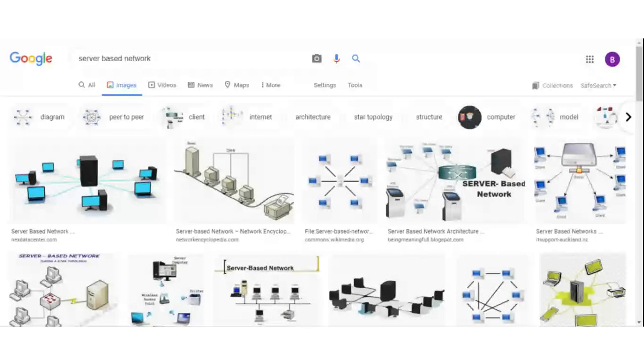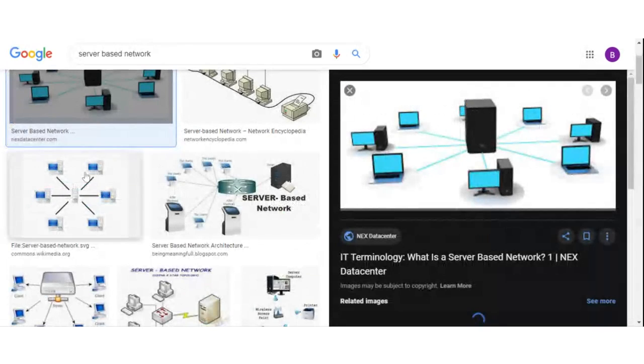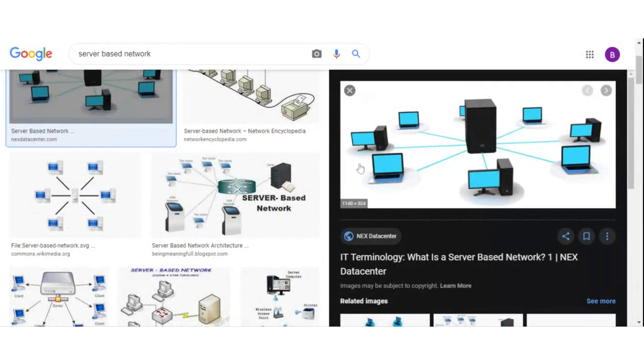Can you see that, Ernest? Able to see that? Like now we have this diagram here. This is what we call the server-based network. If you look at this diagram, we have a central server and all the client computers. For any client computer to access the information, it has to be given access by the server. This is what we call centralized control.